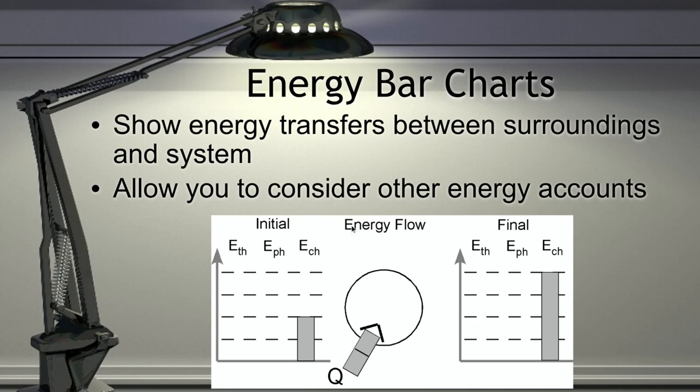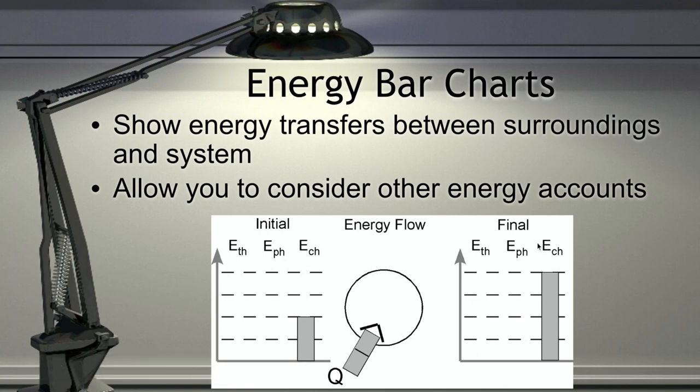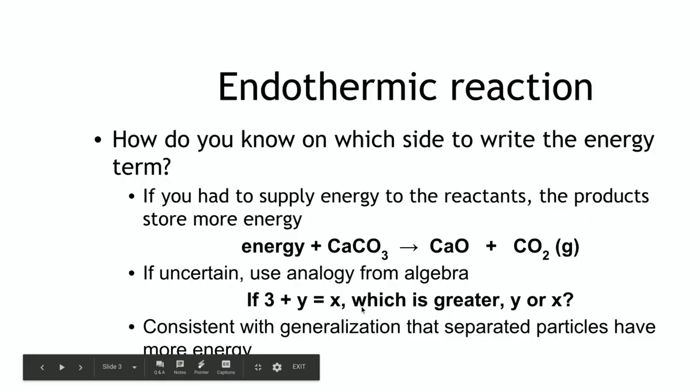And so what we'll see is that we'll have energy that's going to be added to or released from our system, and it's going to change our chemical energy initially and finally. Initially, it'll be our reactants. Finally, it will be our products. Okay, so this is not how you're going to be doing your LOL diagrams. This is just an overall example.